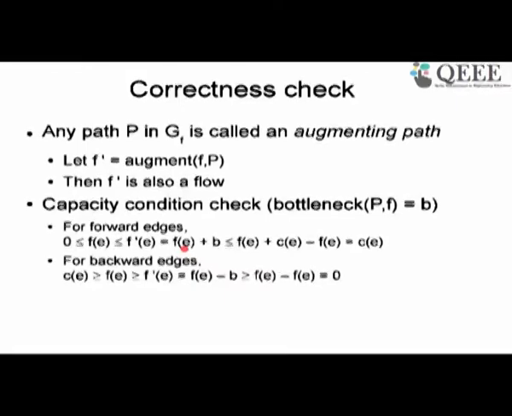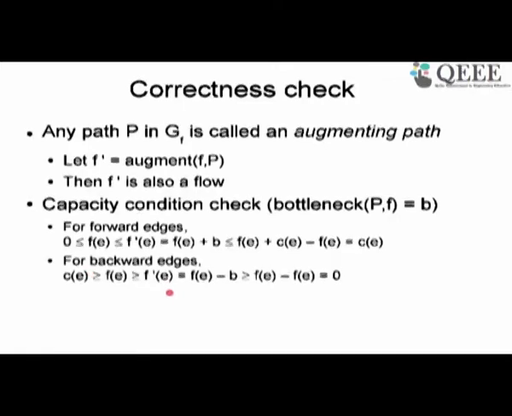Did it exceed the capacity? The answer is that I chose B such that B is less than or equal to Ce minus Fe. The bottleneck B is always less than or equal to that, because remember in the residual graph, the capacity of the forward edge is Ce minus Fe, which means the bottleneck B will always be less than or equal to Ce minus Fe. Therefore, Fe plus B will be less than or equal to Fe plus Ce minus Fe, which is Ce. So I am not going to exceed the capacity of the edge of the graph.